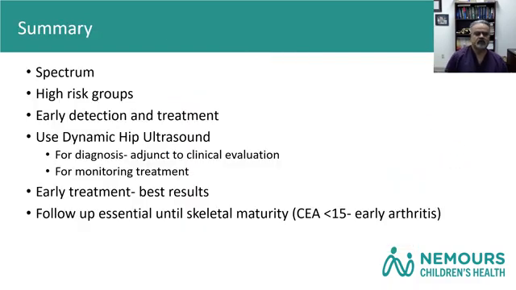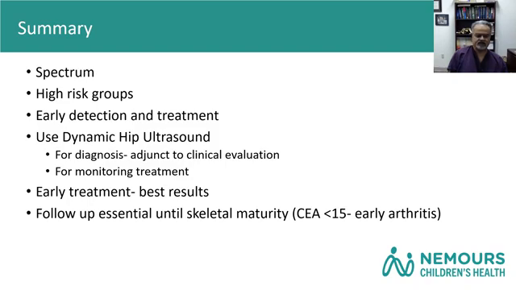So in summary, we know that DDH is a spectrum of involvement, and the high-risk groups include patients with breech presentation in the 3rd trimester or a family history, and we do need to examine these more carefully, use ultrasound as an adjunct to the clinical evaluation, and also to help us monitor our treatment success. It is very important for us to follow these hips long term because many of them will need additional intervention down the road, even unto skeletal maturity. And for best results, early diagnosis and treatment are the key.